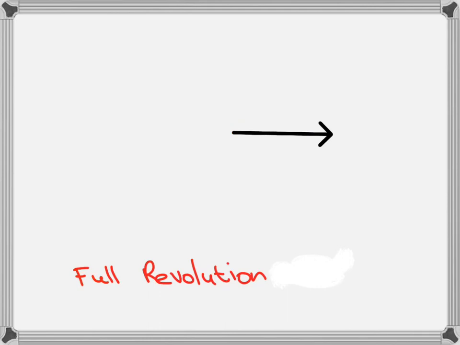Reflex. Next one. A full revolution would go exactly as it says. It would start and it would go all the way around. Right around. So that would be a complete revolution angle. And it is 360 degrees. Okay, that's a full revolution.